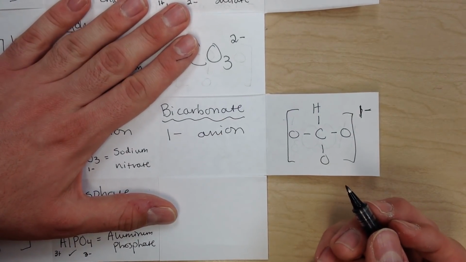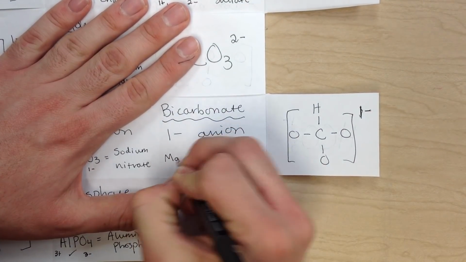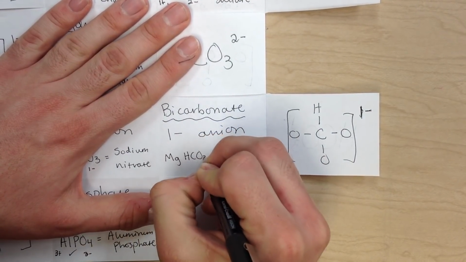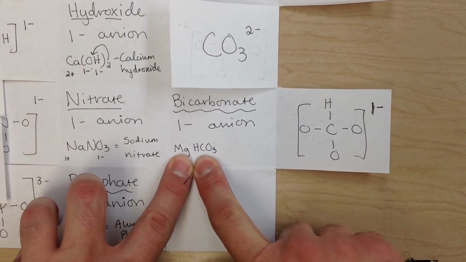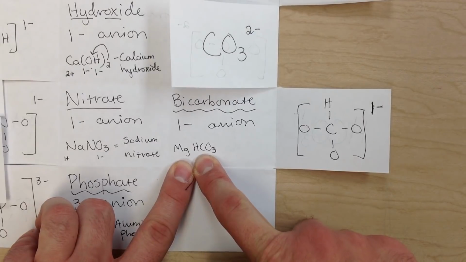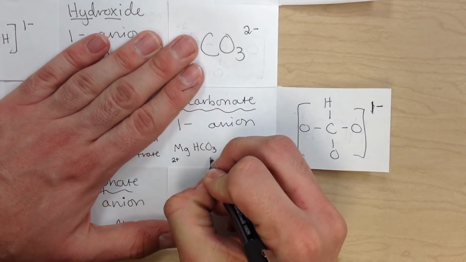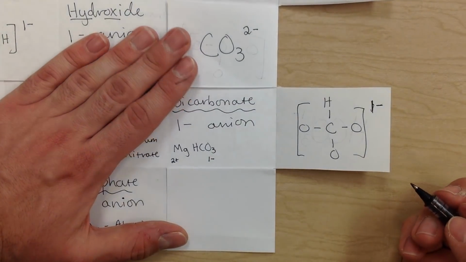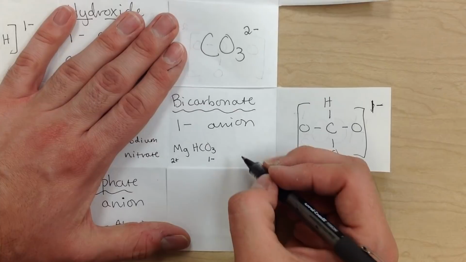And let's pair it with something. Let's do magnesium bicarbonate. Okay. What I usually do when I'm forming these ions or forming compounds, I write one of each. Maybe I'll need more, maybe I won't. We'll see. Magnesium has a 2+ charge, bicarbonate has a 1 minus. So in order to make this satisfied, I need to add a second bicarbonate.